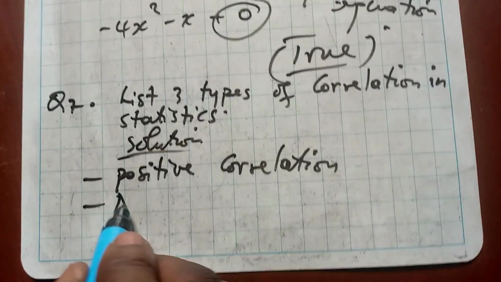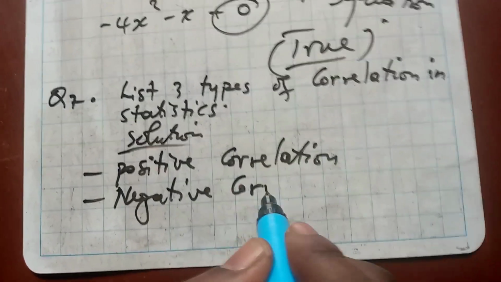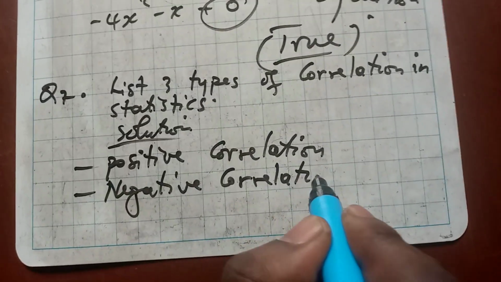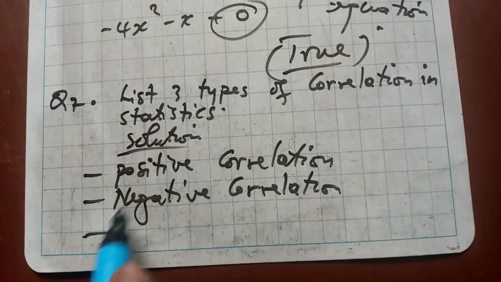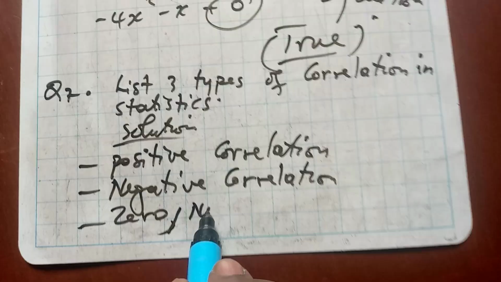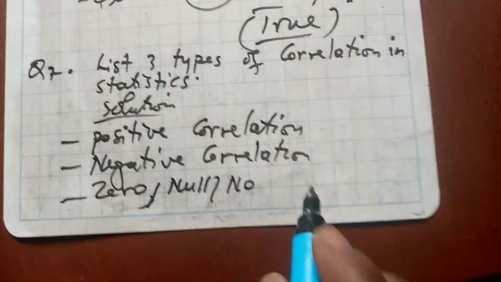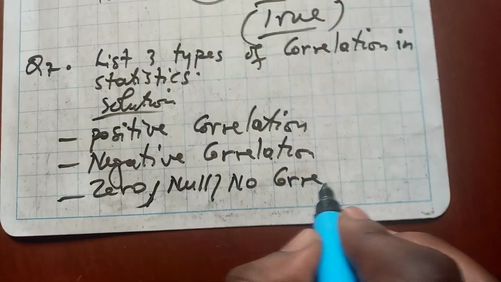You have also negative correlation. We have also what you call zero or null or no correlation.